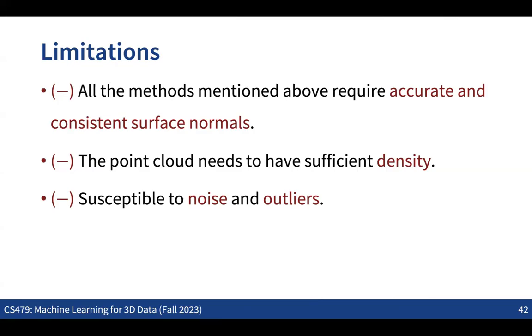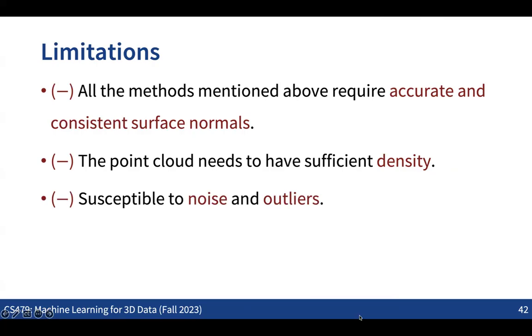So in case you have a very dense point cloud with quite accurate normal information, and you don't care about the computation time, then you can consider using Poisson surface reconstruction. But otherwise, you can also consider using moving least squares or radial basis functions. That's the basic idea. Any questions on this?